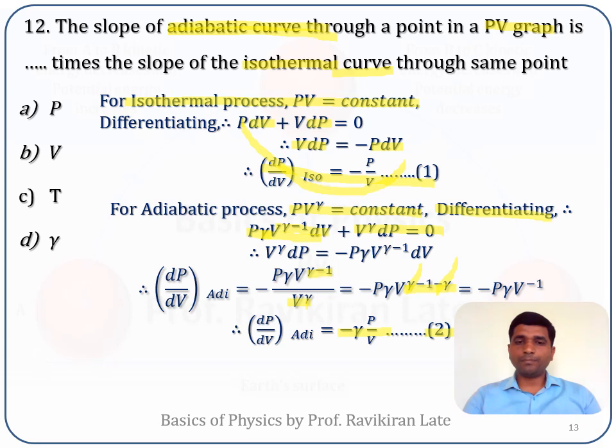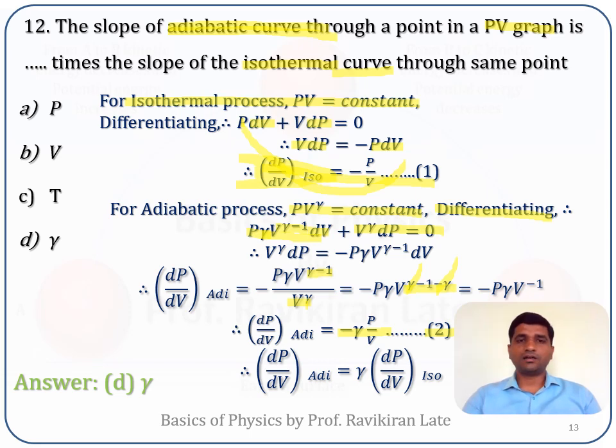If I substitute the value of minus P by V from equation 1, which is dP by dV for an isothermal process, I can rewrite dP by dV for an adiabatic process as gamma times dP by dV for an isothermal process. So in this case the correct answer is: the slope of the adiabatic curve through a point in a PV diagram is gamma times the slope of the isothermal curve. So the correct answer for this question is gamma. So that is nothing but option D.